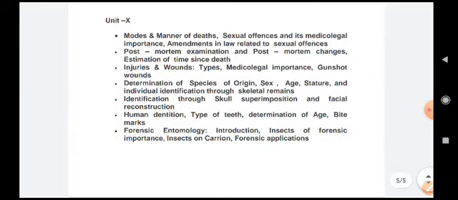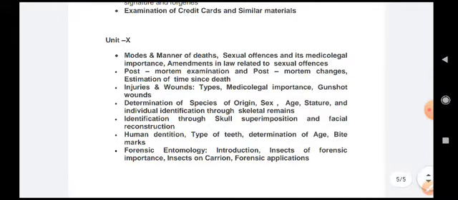And you can also find a part of forensic anthropology here as well, like determination of species of origin, sex, age, stature and individual identification through skeletal remains and skull superimposition and facial reconstruction, human dentition, type of teeth, determination of age, bite marks. This part is very important. I might say this unit itself is very important. You can always find 12 to 14 questions from this unit. Okay, so this is a very important part, you can't skip this.